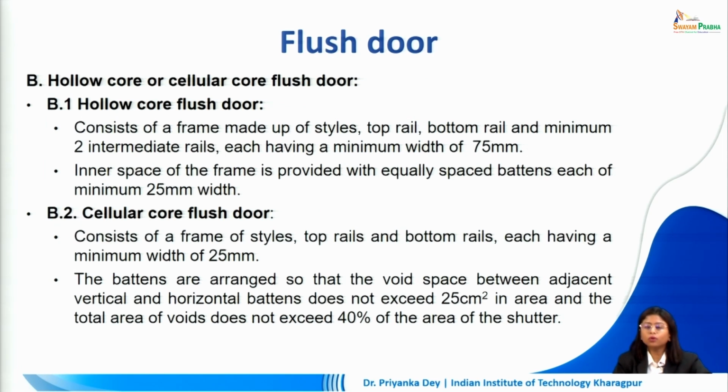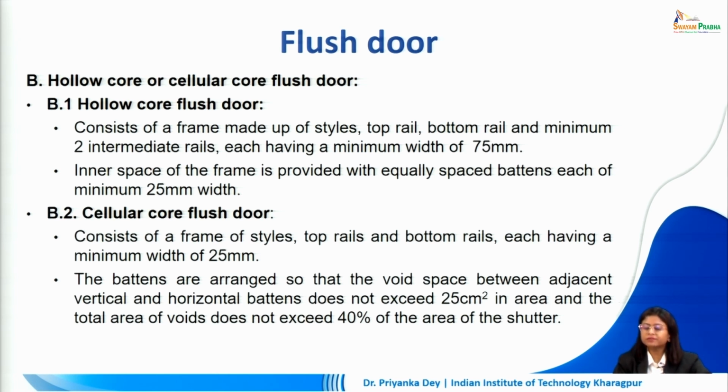In the case of the hollow core or cellular core flush door, let's first see the hollow core flush door. This consists of a frame made up of stiles, top rail, bottom rail, and a minimum of 2 intermediate rails, each having a minimum width of 75 mm.